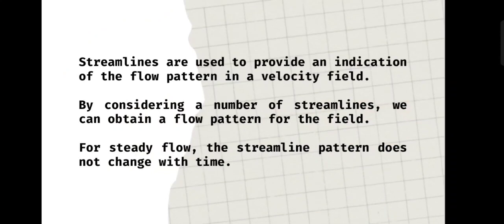Streamlines are used to provide an indication of the flow pattern in a velocity field. So, if we want to know the flow pattern, we draw streamlines to detect the flow pattern of a liquid. By considering a number of streamlines, we can obtain a flow pattern for the field. For steady flow, the streamline pattern does not change with time.